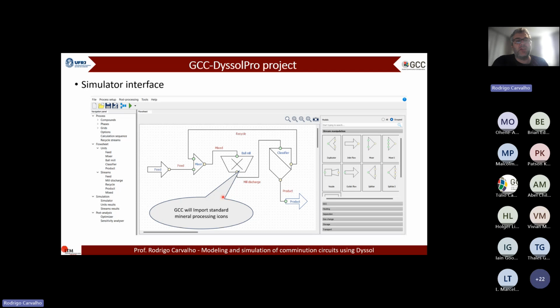So regarding the interface, the current version of Dyssol Pro has this nice flowsheet design with some library of models. Of course, in the GCC, we will add the relevant and standardized model icons here regarding mineral processing, because the original Dyssol was developed for the chemical industry using solids, but we want to translate that into mineral processing units.